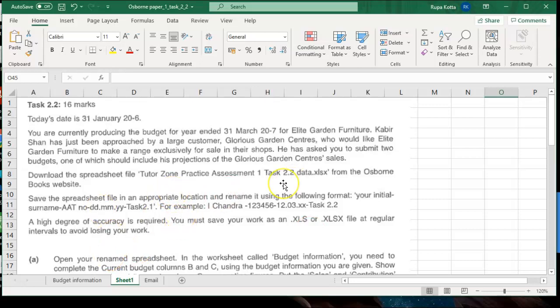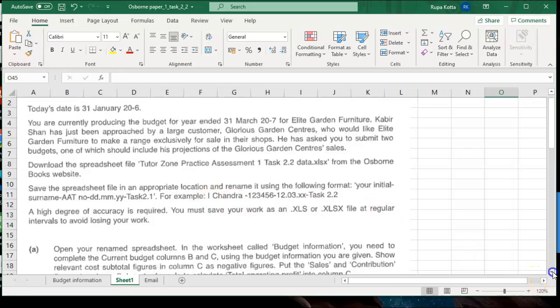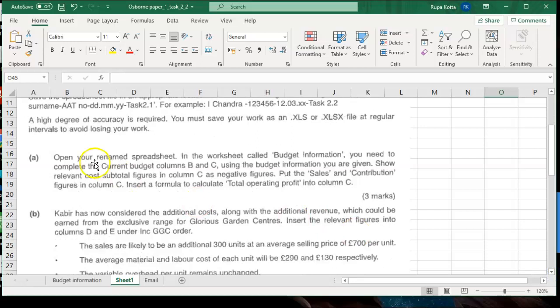So they want you to open the file first. I downloaded it already and changed the file name to Osborne paper task 2.2. So let's see what we need to do in this particular file. Open your renamed spreadsheet. In the worksheet called budget information, you need to complete the current budget columns B and C using the budget information you are given. Show relevant cost subtotal figures in column C as negative figures. Put sales and contribution figures in column C. Insert a formula to calculate the total operating profit in column C.